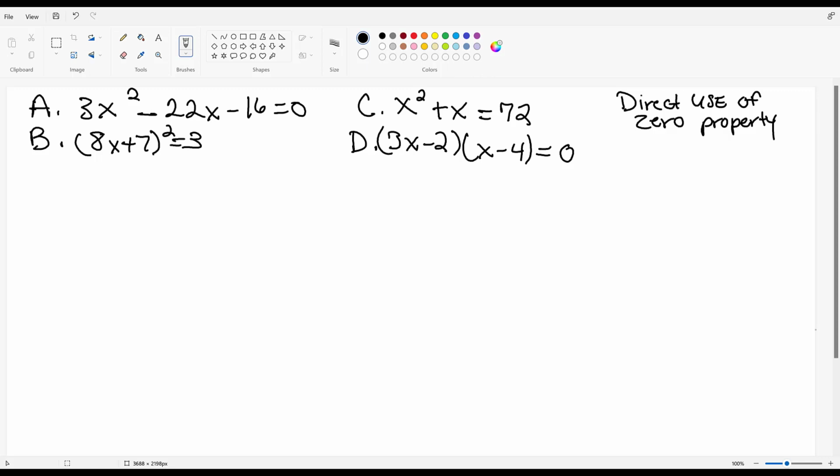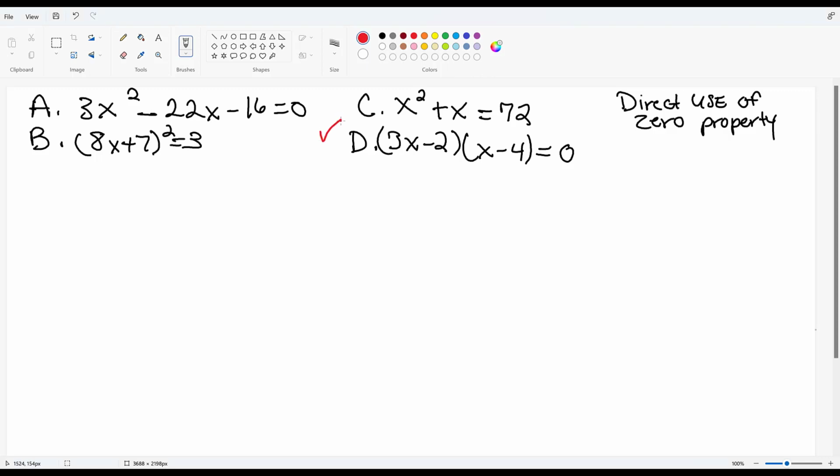That being said, you might get a problem that asks you to find which problem is set up for direct use of the zero property. Basically, use of the zero property is when you take your equations and make them all equal to zero. They're asking which one of these is set up for it, and the real answer will have to be D.